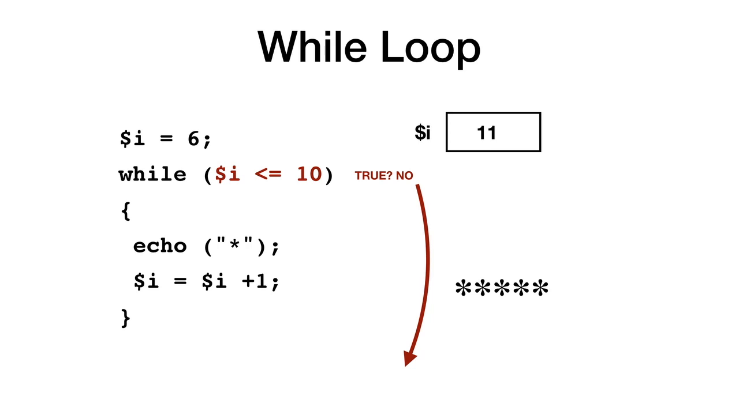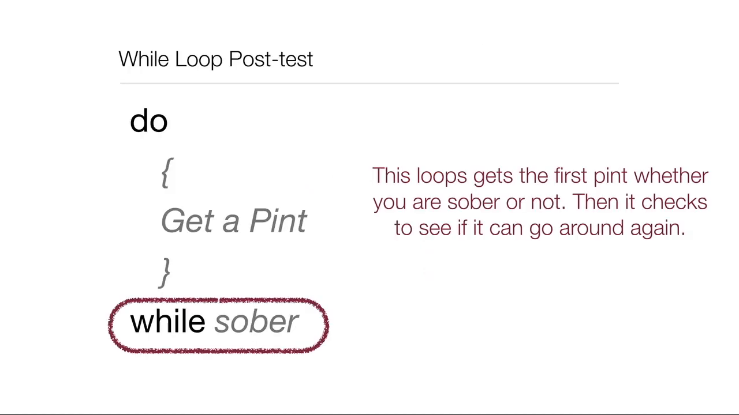So you can see with this while loop, we always check to see if the condition is true or not before we go into the loop. Now there is a variant of the while loop which is pretty much the same except for one slight difference.